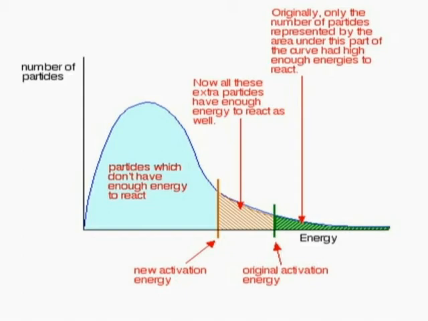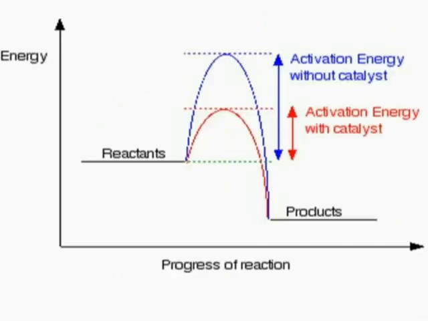This is exactly what the catalyst does. In other words, to move the activation energy on a graph like this, adding a catalyst has exactly the same effect. The number of particles is again on the y-axis and the energy on the x-axis, as you can see. The particles which don't have enough energy to react are the blue, and the particles which do have enough energy to react are the yellow and the green. The yellow part is the extra particles which have enough energy to react because of the catalyst, and the green is the original particles which would have reacted anyway.